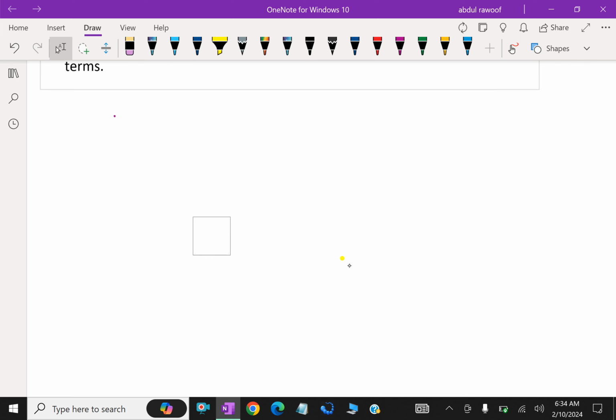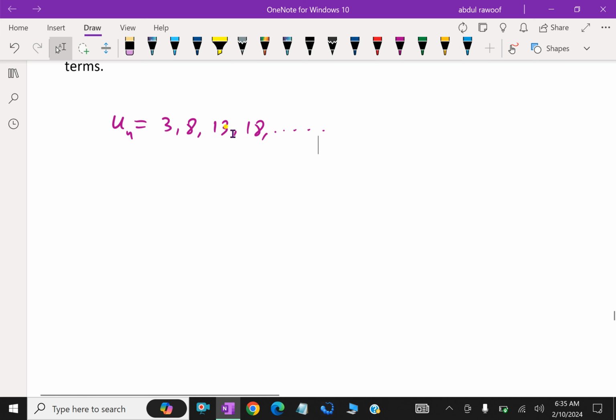Suppose un equals 3, 8, 13, 18. What do you notice in this number pattern? Look here. The first is 3, the second is 8, so what's the difference? 5 difference. 8 and 13, 5 difference, and 13 and 18, 5 difference.